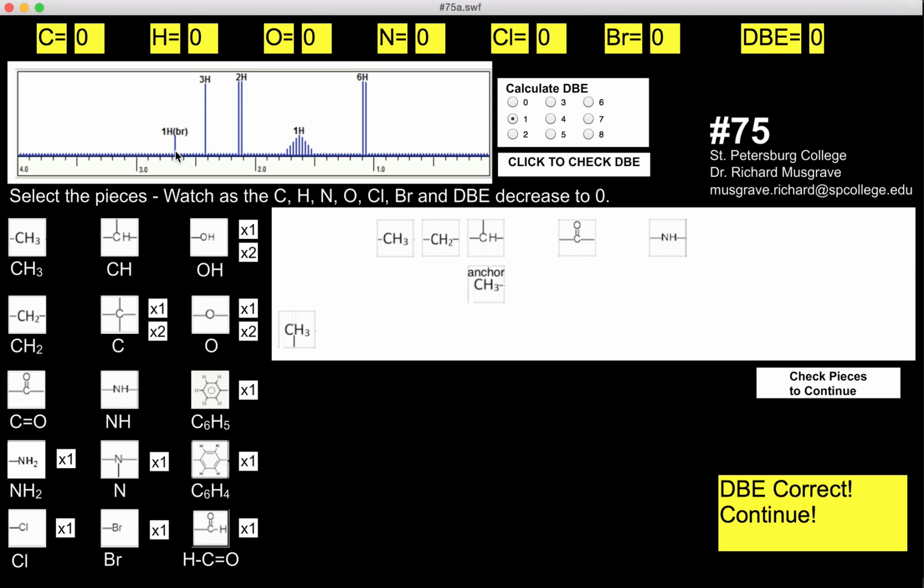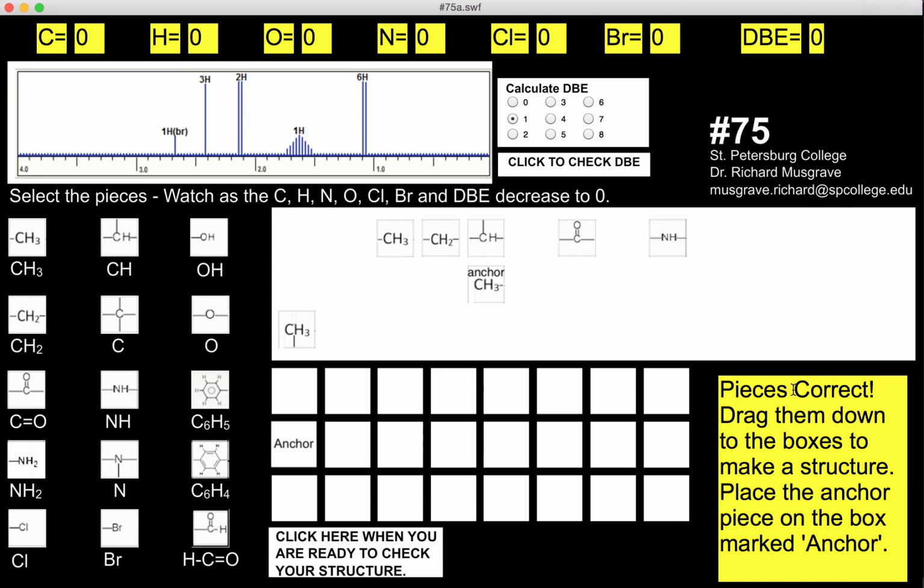So you had to determine whether it was an NH or an OH, and since we have a C double bond O here, it's most likely to be an NH and not an OH. So those are the pieces. Now we can put them together. The CH3 will go over here, and then we've got to figure out what's going on with this CH.